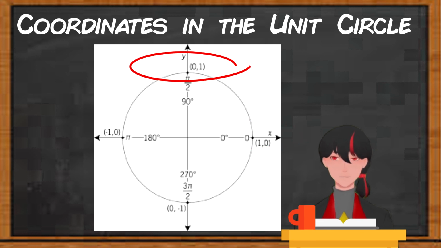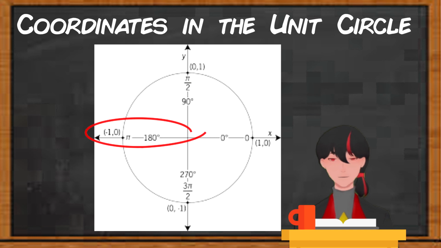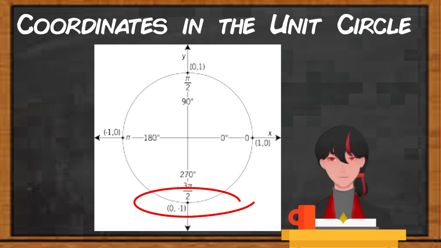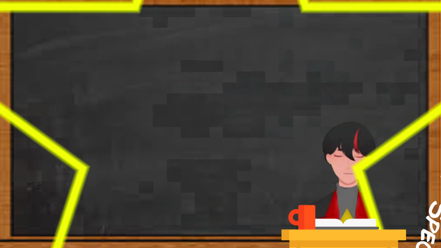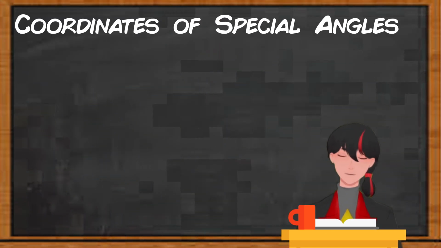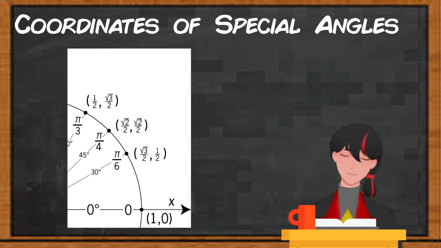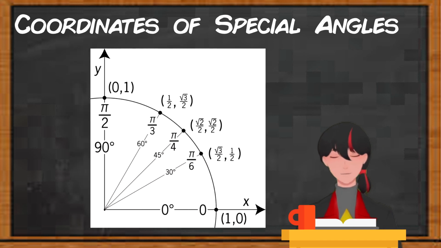Next is 0, 1, the coordinate of 90 degrees, or pi over 2 radians. Then the coordinate of 180 degrees, or pi radians, is negative 1, 0. Lastly, the coordinate of 270 degrees or 3 pi over 2 is 0, negative 1. To make things easier, there are also assigned coordinates for special angles. Pause the video now if you want to see the different angles.